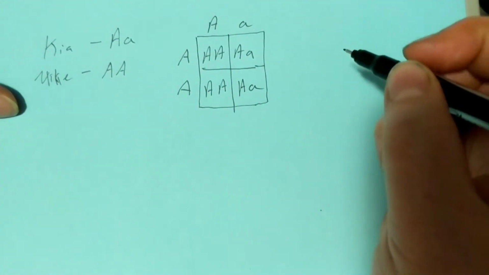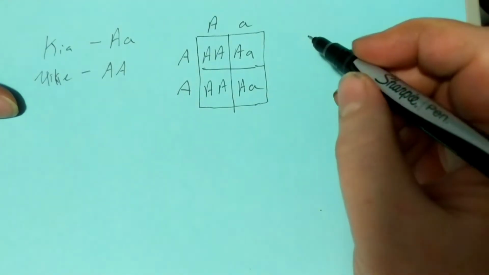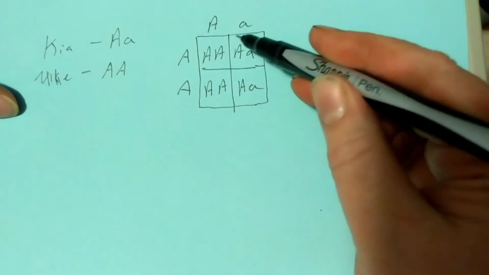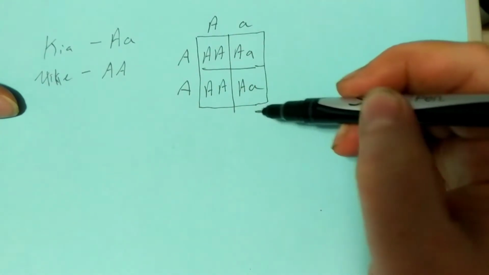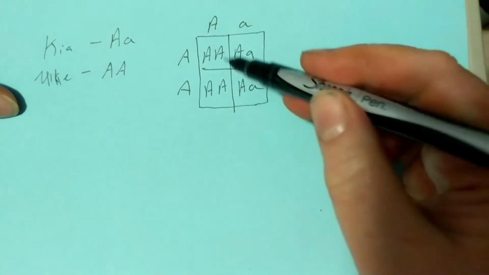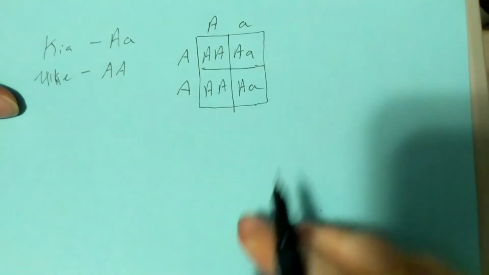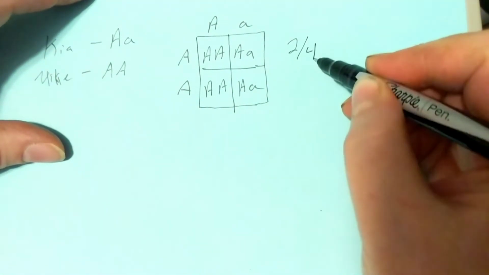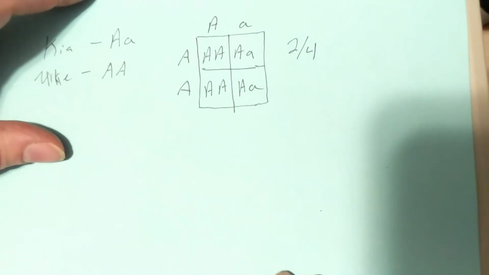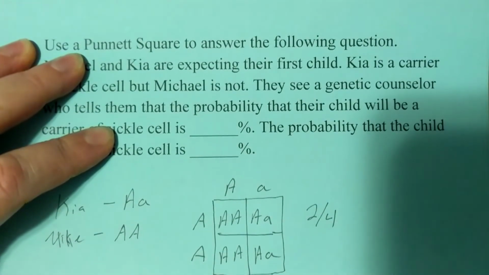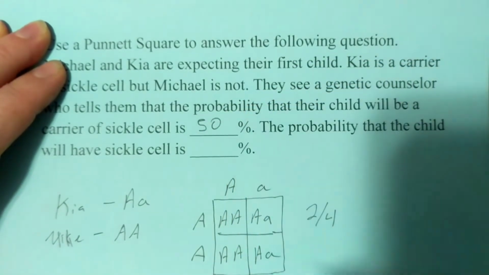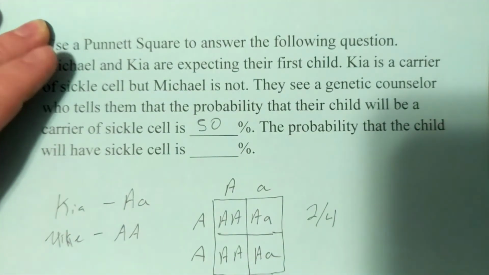Okay. Now, if we look at that, there are 4 possibilities for the genetic combinations they can give to their children. 2 have them being carriers, and 2 have them being homozygous dominant. So if we look here, 2 out of 4 will be carriers. So 2 out of 4 is 1/2, or 50% chance that their child will be a carrier for sickle cell.